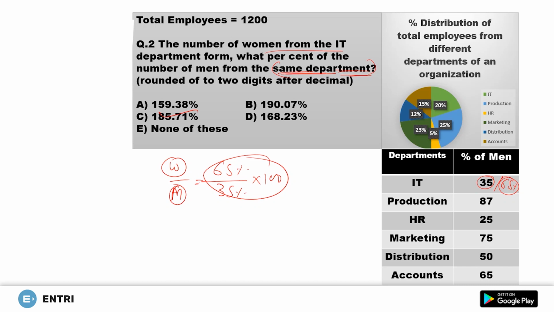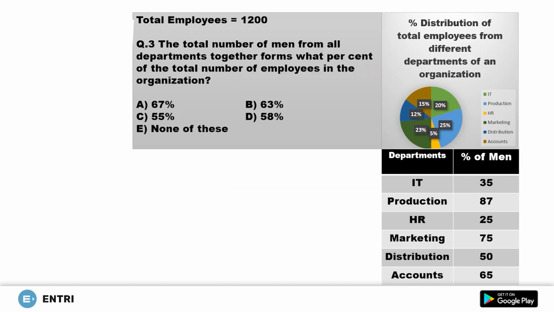Okay, I hope this one is clear. Now move to the next question. This is very important actually, and this is lengthy also. You have to find the total number of males from all departments together, as what percent of the total number of employees in the organization. Okay, so there is a trick to solve this question. What is that trick? You have to find the number of males.